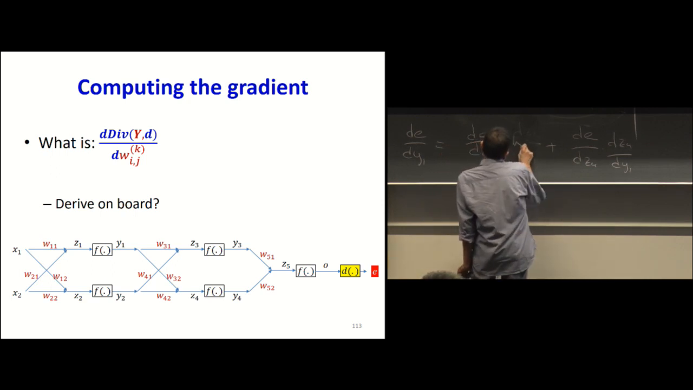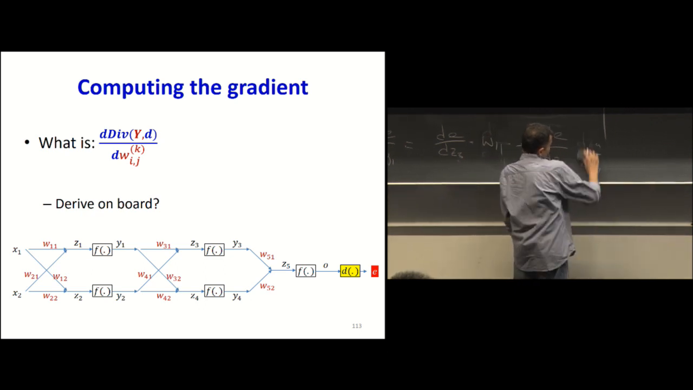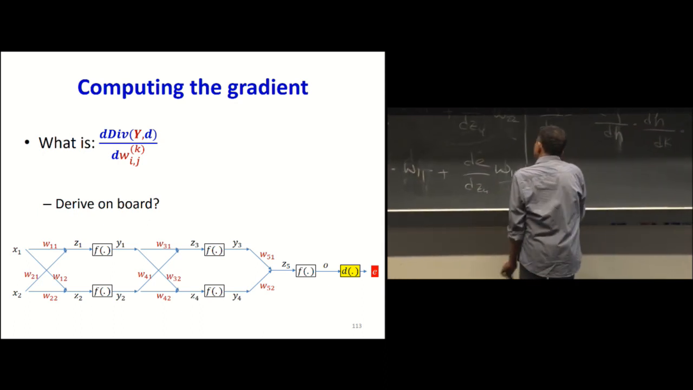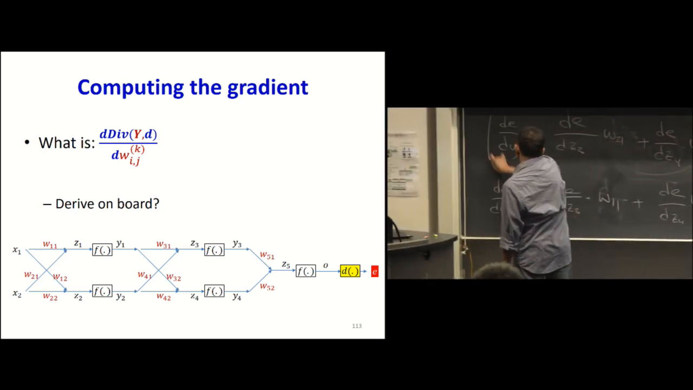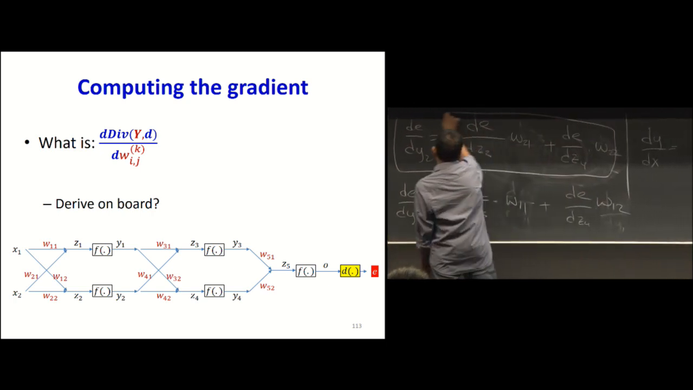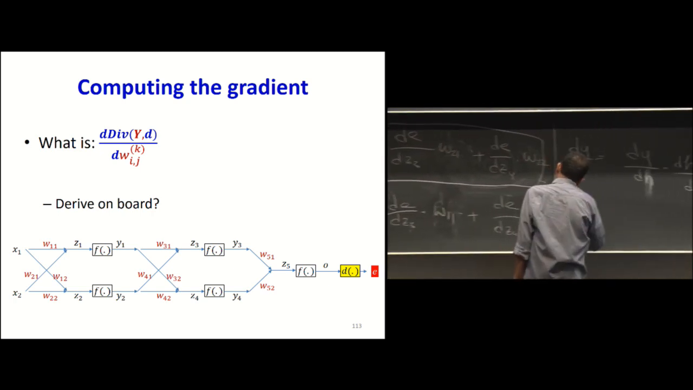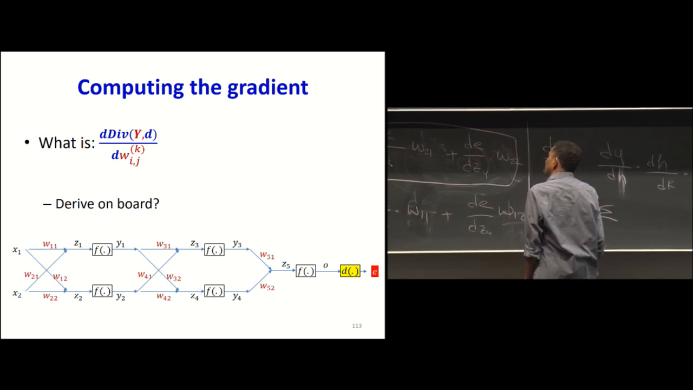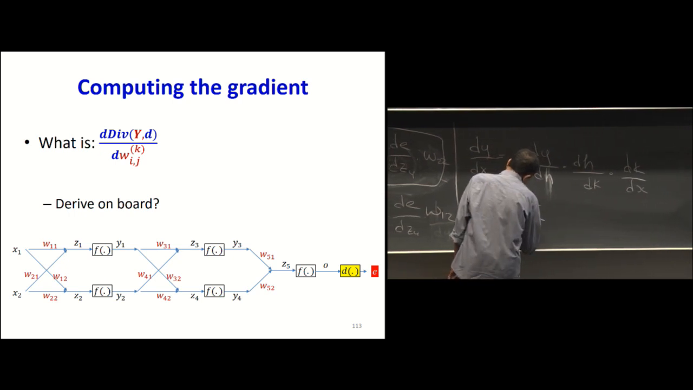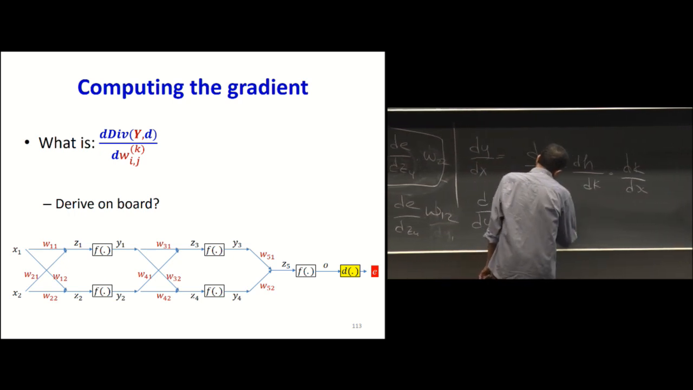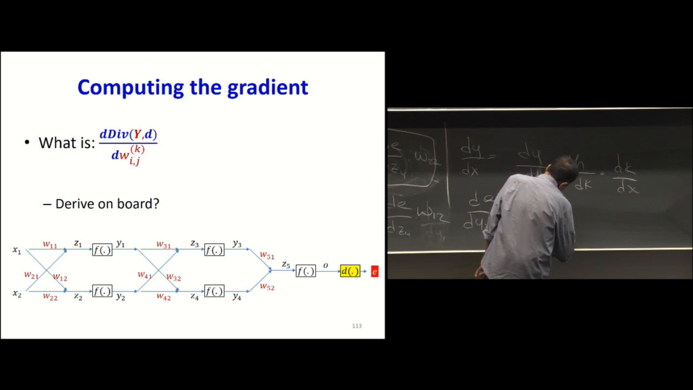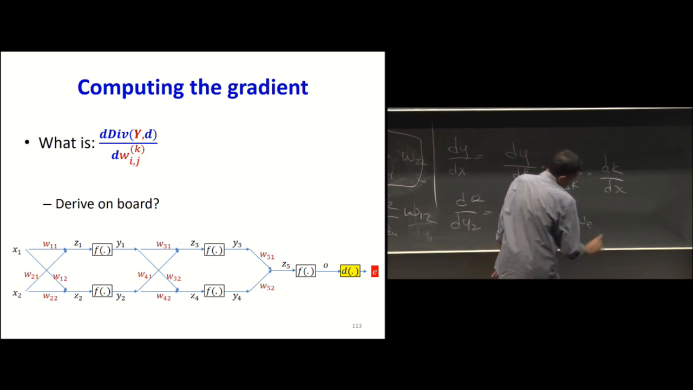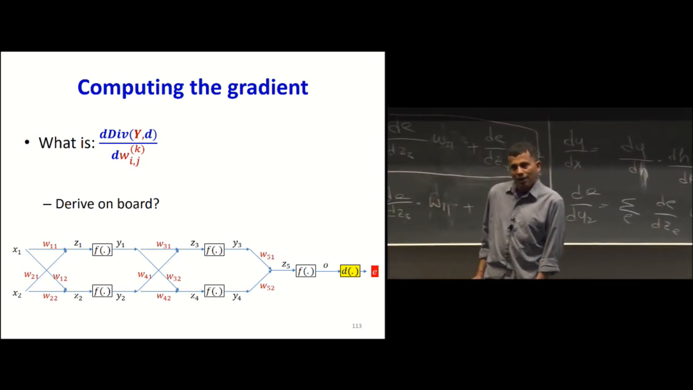The W11. And this one here, what is this? W12. So I can actually write this in shorthand notation. I can write this as dE over dy2 is summation over all the outgoing edges, right? Of dE over whatever z you had at the end of the edge times the weight of the edge. I'm just taking a very crappy shorthand, but you get the idea, right?